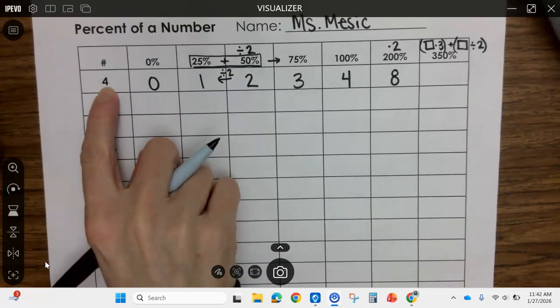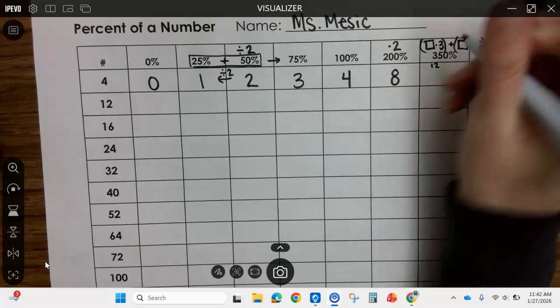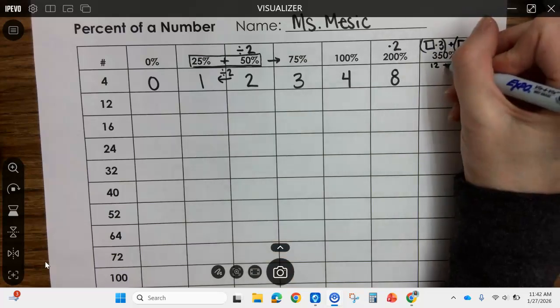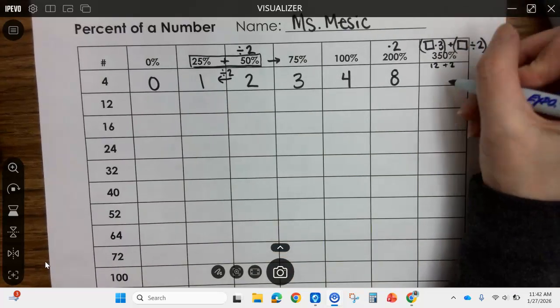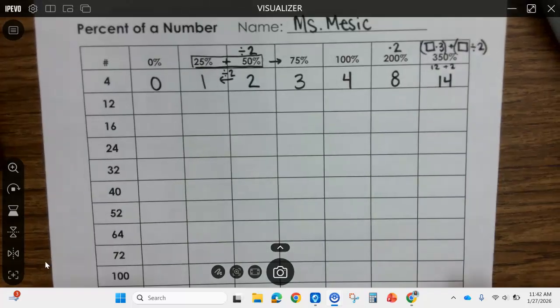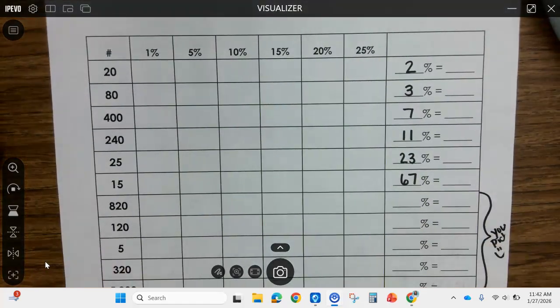All right, so if we take this and we times it by 3, we get 12. And then if we find half of this, which we already did, which is an extra 2, we're going to do 12 plus 2 more, which is 14. All right, on the flip side.